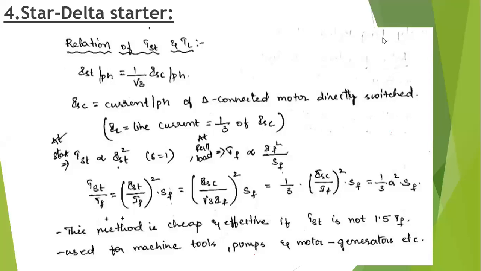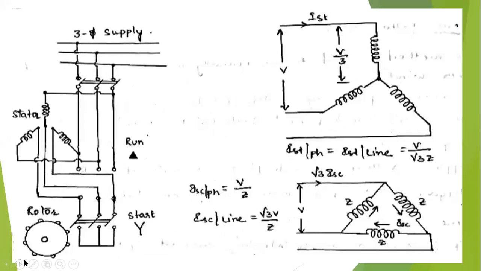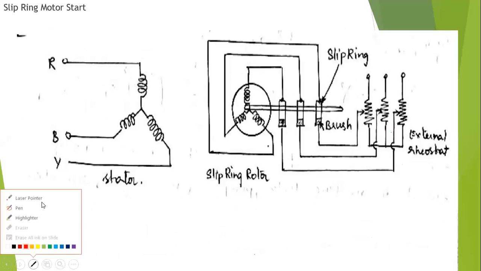Applications are: it is used for machine tools, pumps and motor generators, etc. This is star delta, and the last one is the slip ring motor starter, which is a rotor resistance starter.